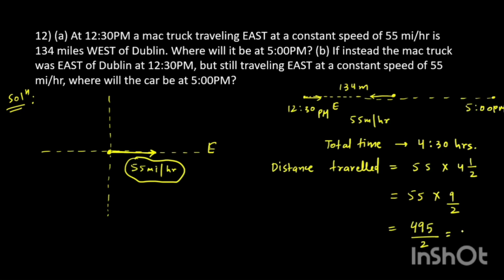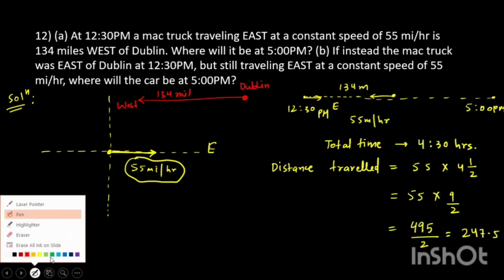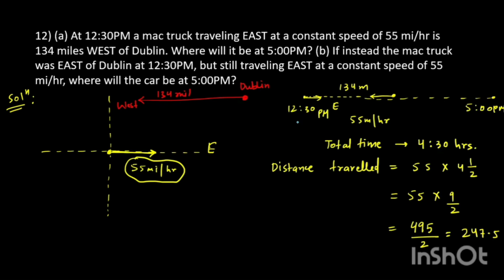It is coming out to be how much? 247.5 miles. Now, understand the situation once again. The truck initially traveled a distance of 134 miles towards west of Dublin. Suppose this is Dublin, the place we're talking about. Then the same particle started traveling at 12:30 towards east.